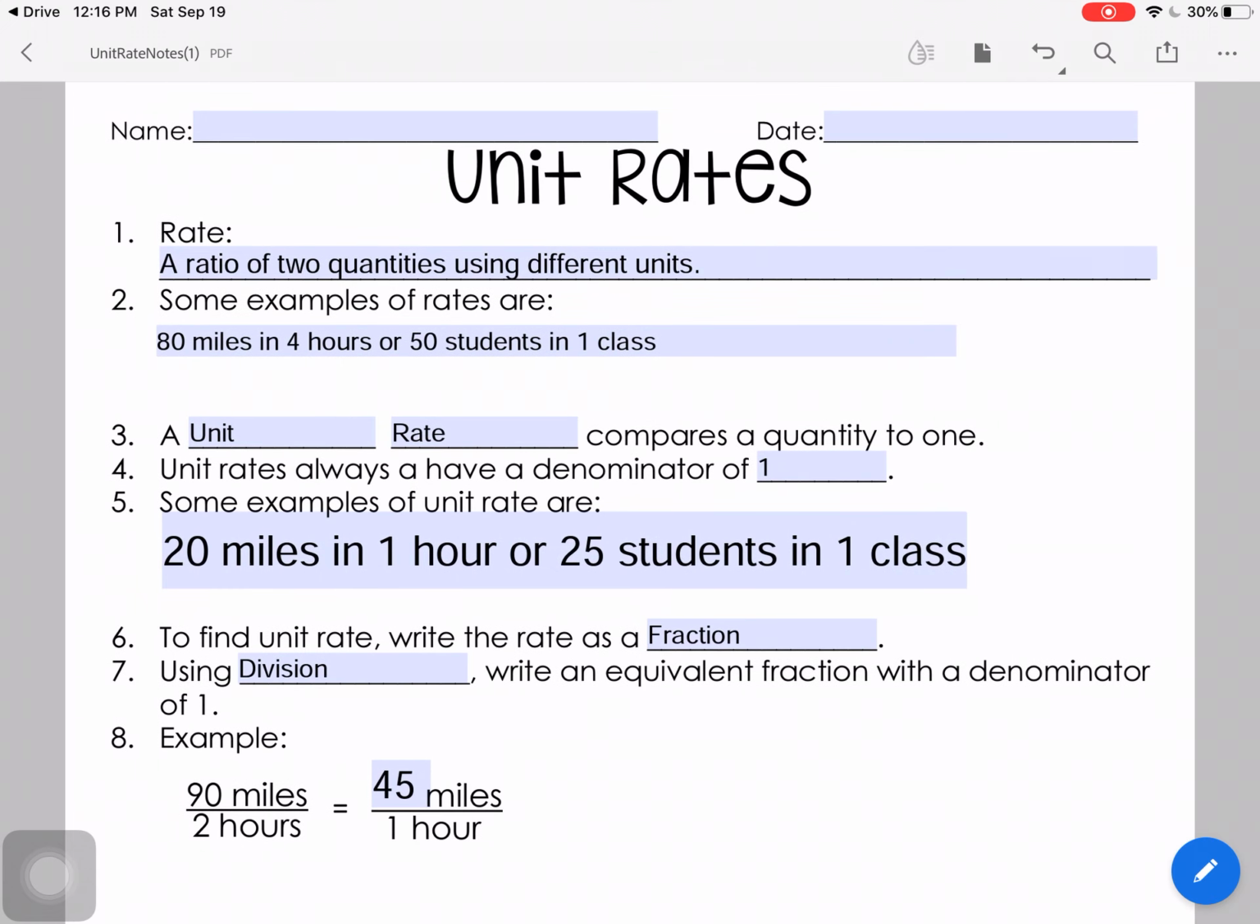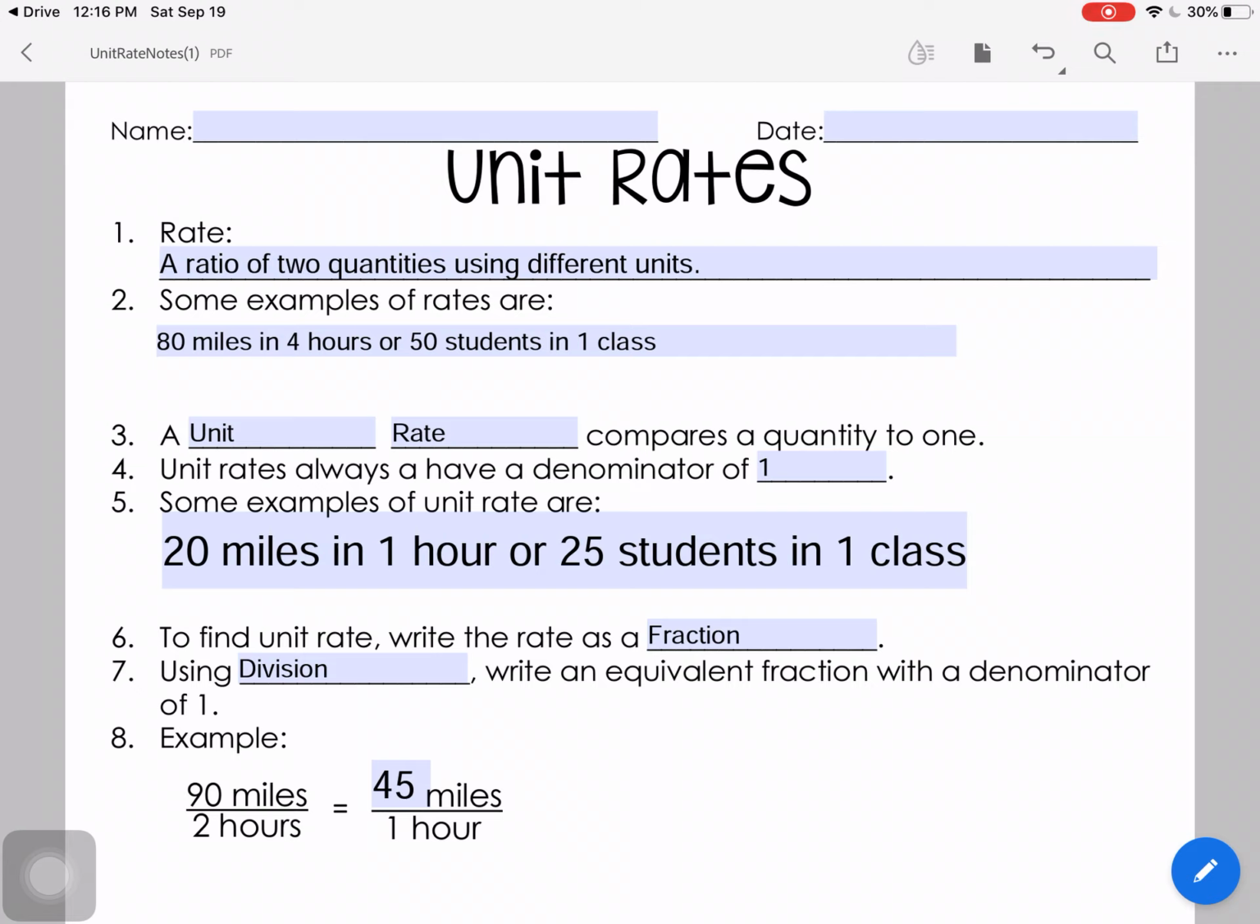So let's recap. A rate is a ratio of two quantities using different units. A unit rate compares a quantity to 1. And unit rates will always have a denominator of 1. To find the unit rate, we write the rate as a fraction. And then using division, we write an equivalent fraction with a denominator of 1.